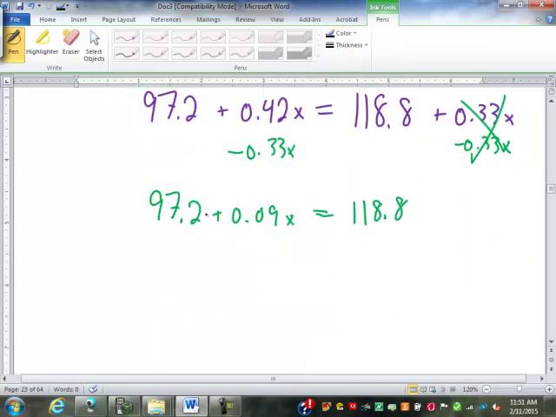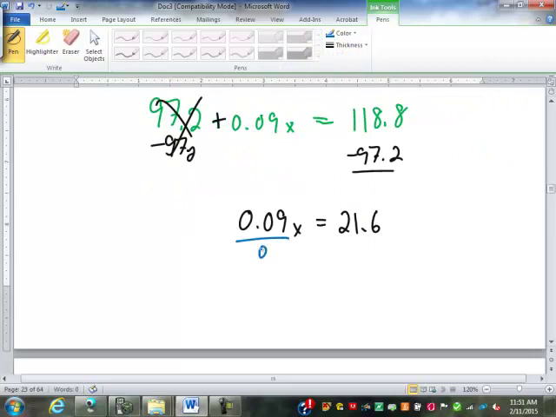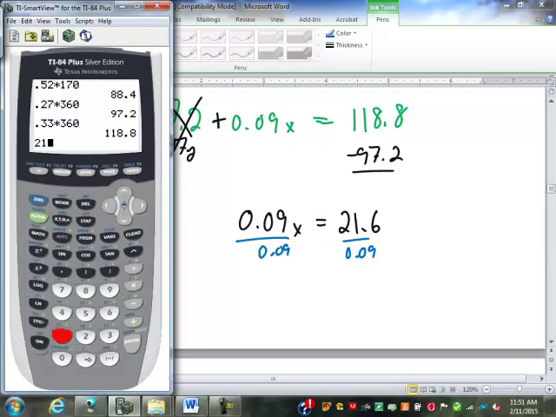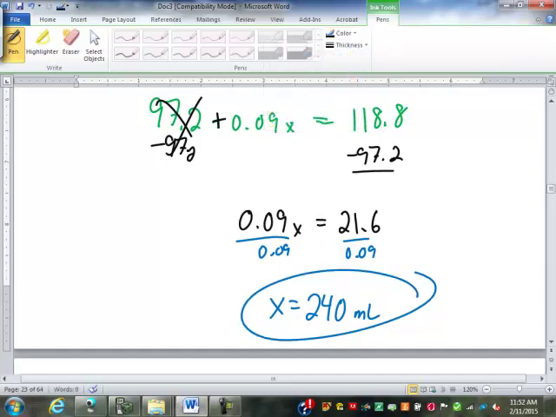Now again, it's just in two-step form. We're going to subtract the 97.2. So 0.09x equals 21.6. And we divide by 0.09. That gives us 240. Since that was in milliliters, that's 240 milliliters as well. Any questions so far? Okay. Our next problem.